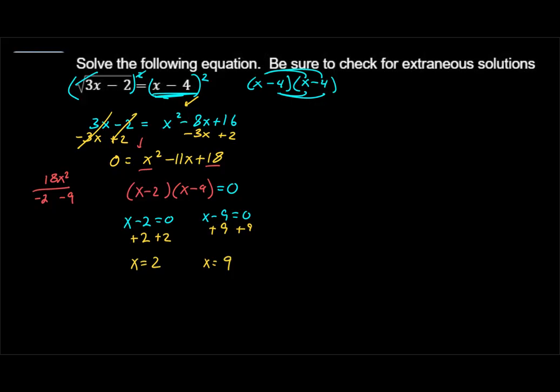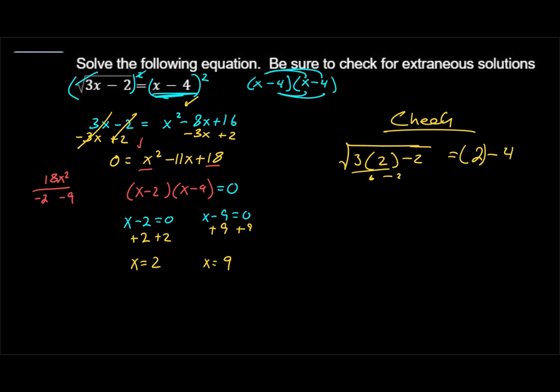So if I go back up to the original equation and plug our two x values in, so over here is my check. If I plug my 2 in, so 3 times 2 minus 2, is that going to be equal to 2 minus 4? Well, 3 times 2 is 6. 6 minus 2 is 4, right? And then this is still underneath the square root. The square root of 4 is 2. But is that equal to 2 minus 4, which is negative 2? No, 2 and negative 2 are not the same thing. So x equals 2 does not work as a possible solution.